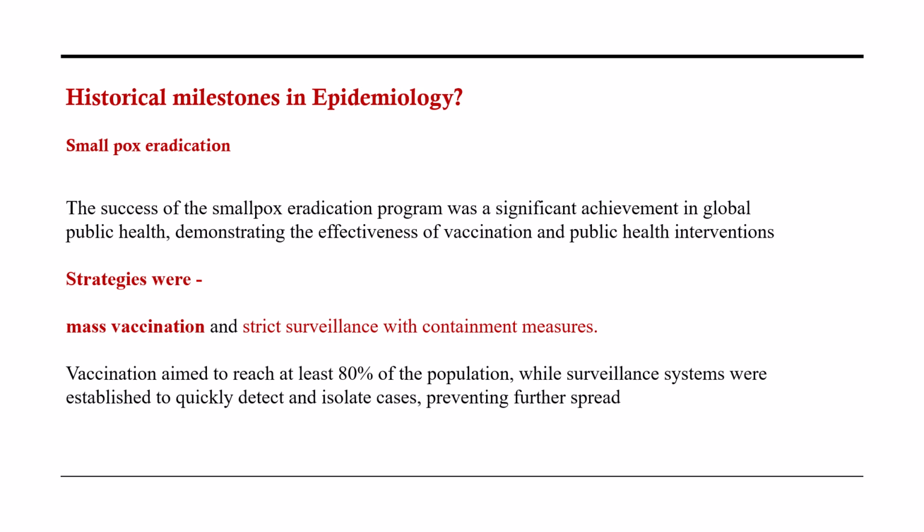Vaccination aimed to reach at least 80% of the population, while surveillance systems were established to quickly detect and isolate all the cases, preventing further spread. This led to smallpox eradication in the year 1980.